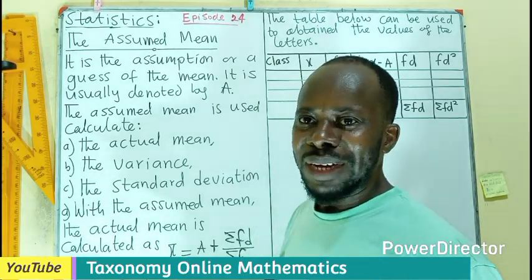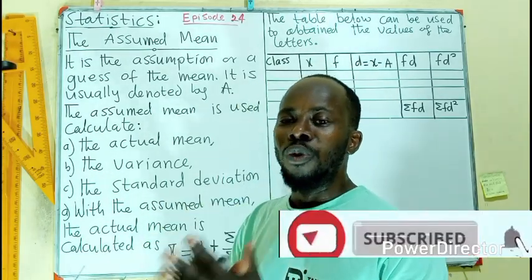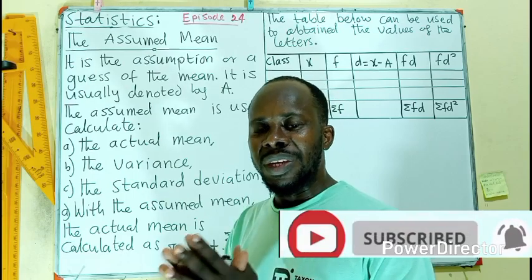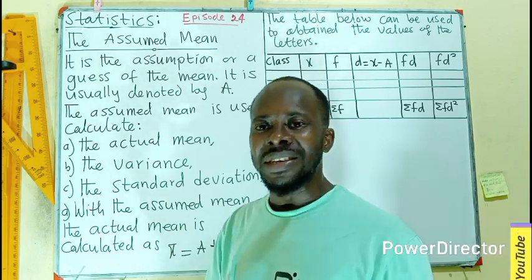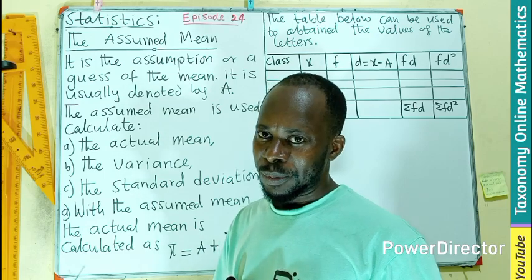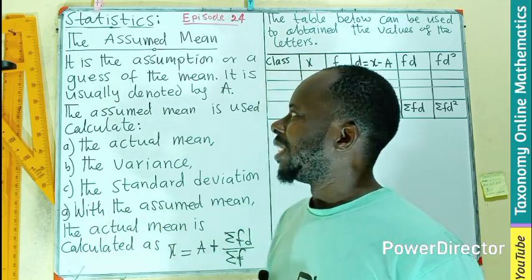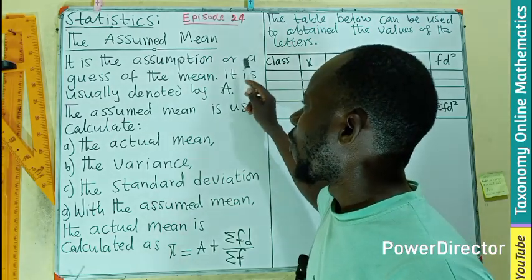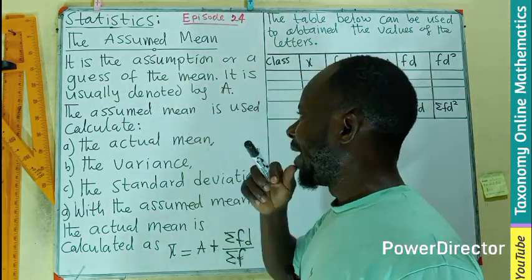In this episode 24, we want to look at what we call the assumed mean, which is used in finding the actual mean, variance in some cases, and standard deviation. So, as the word itself suggests, an assumed mean is just an assumption or a guess of the mean. It is denoted by A.